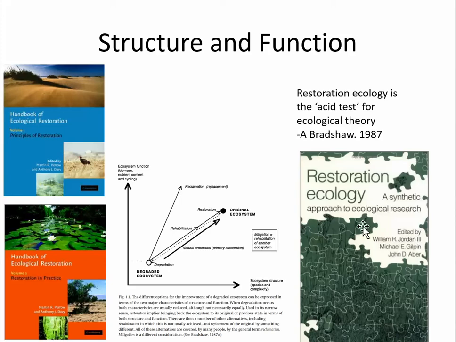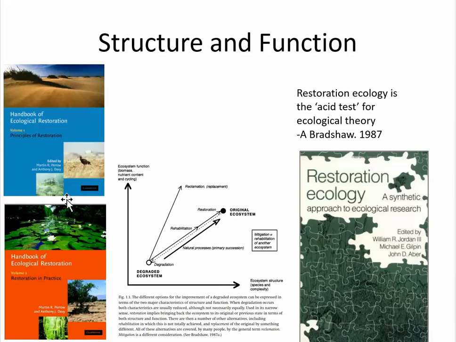The first book I knew about was this book edited by Jordan, Gilpin, and Aber, Restoration Ecology: A Synthetic Approach to Ecological Research. In this book, Anthony Bradshaw in 1987 says restoration is the acid test for ecological theory. That if we can reassemble disassembled systems, then we really understand what's going on in a system, and that was his philosophical approach. Subsequently, in the early 2000s, there are handbooks of restoration, principles of restoration, restoration in practice. There are books and books and books on this.